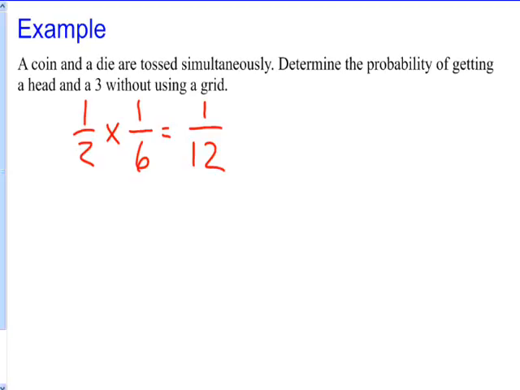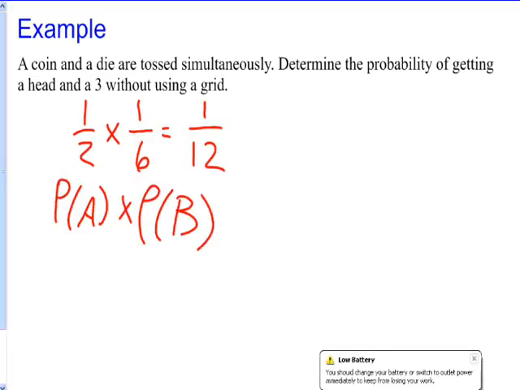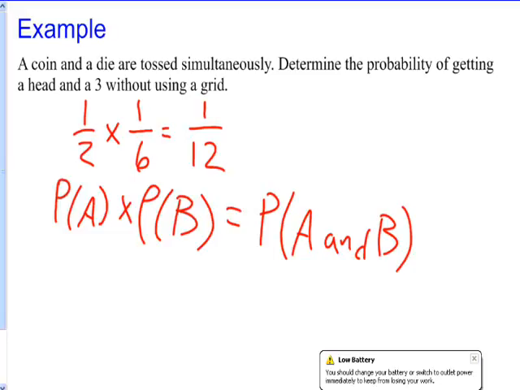Now, if you have trouble seeing how I got that, I have the probability of A times the probability of B equals my probability of both of them, okay? So the probability of A and B. So the probability of A times the probability of B will give you the probability of A and B. So that's how I'm going to be able to figure out, well, if I want to flip a coin and get a tails but get all even numbers or get all odd numbers.